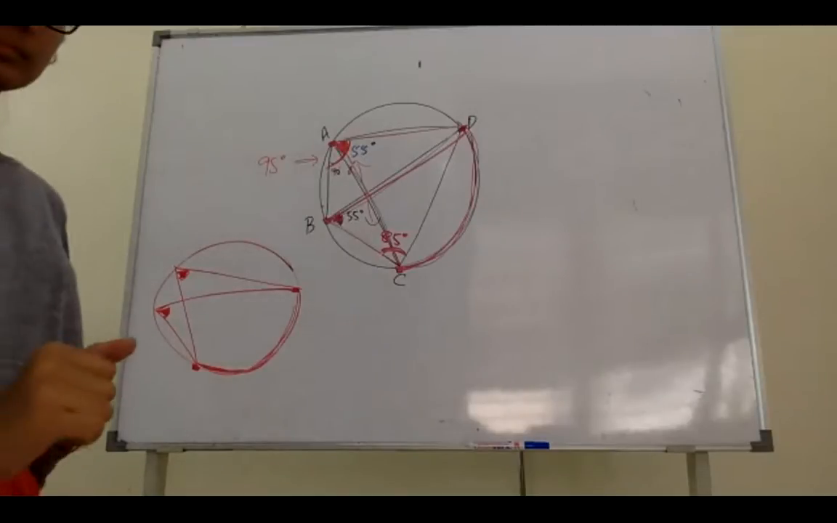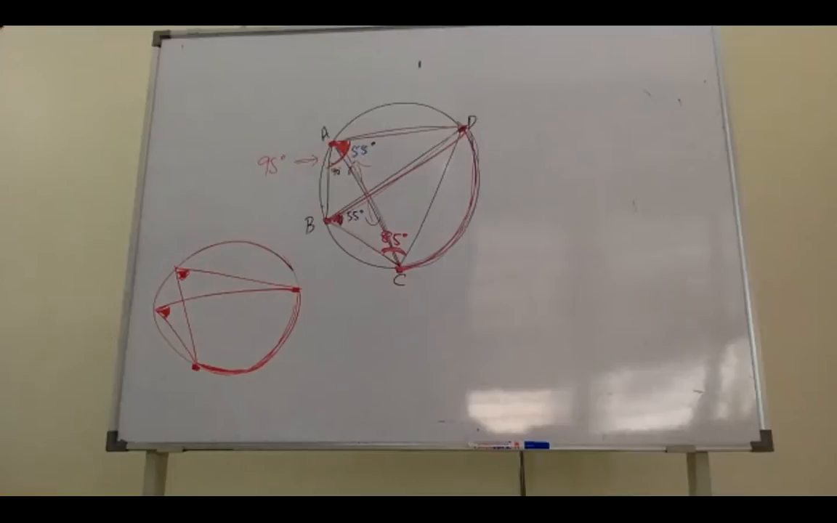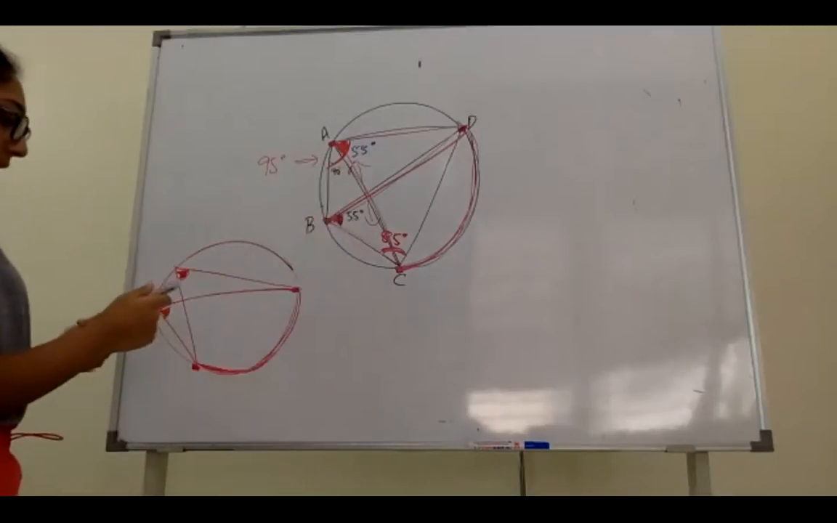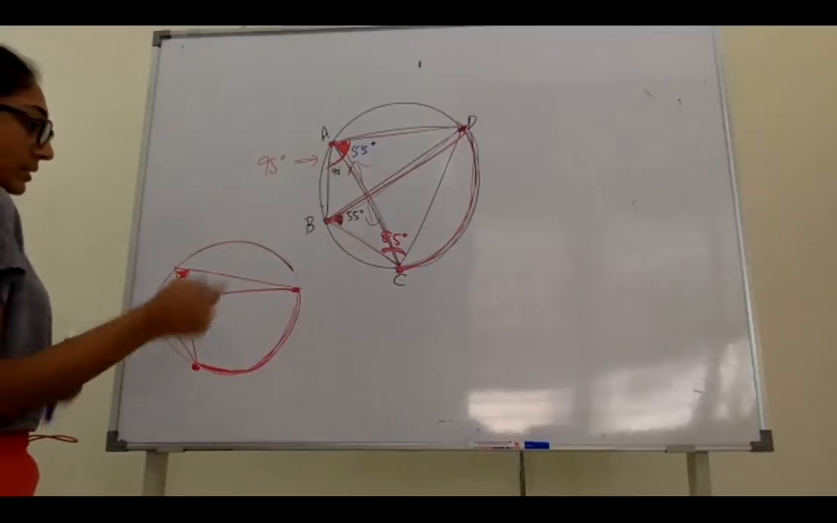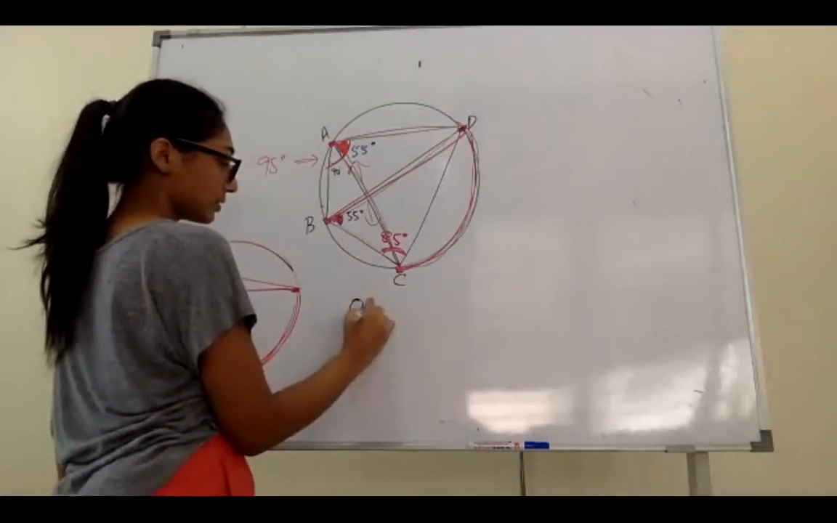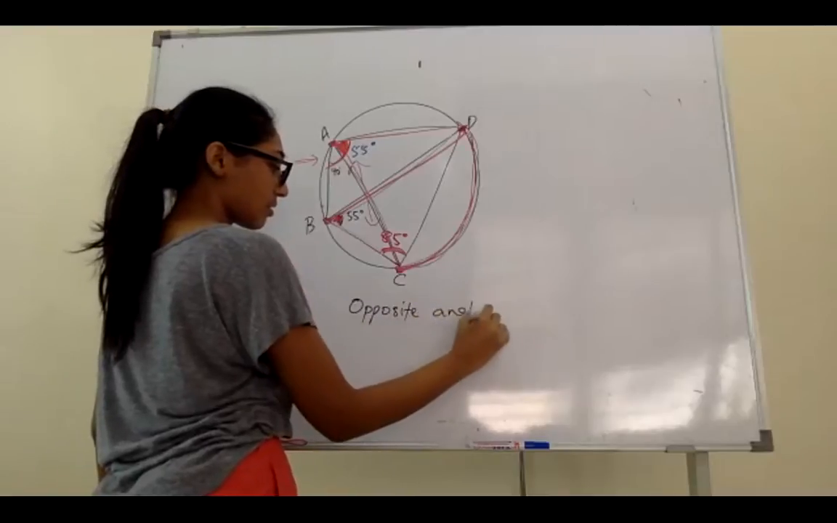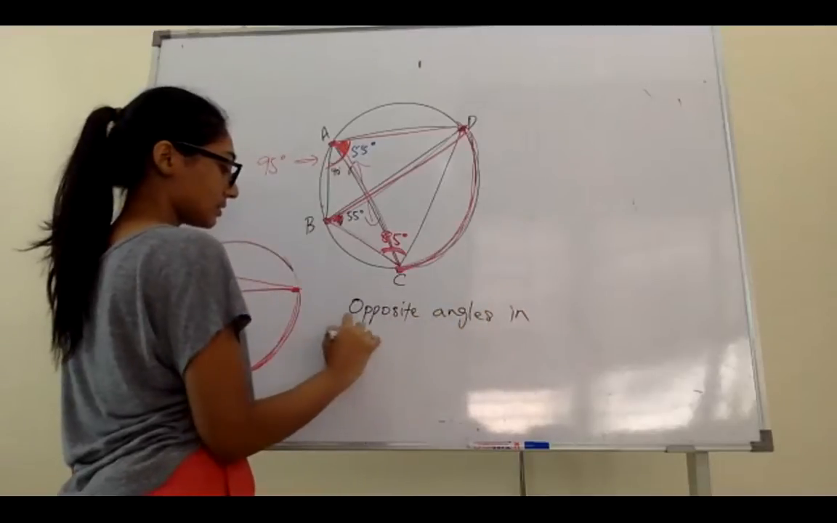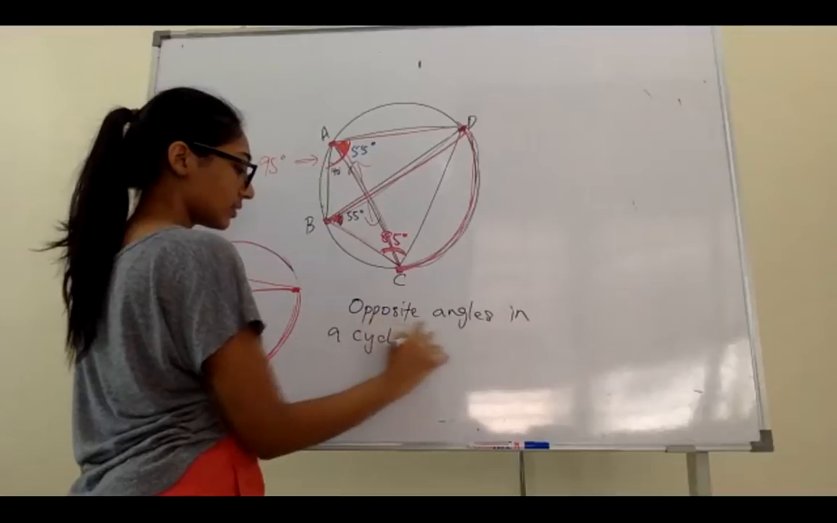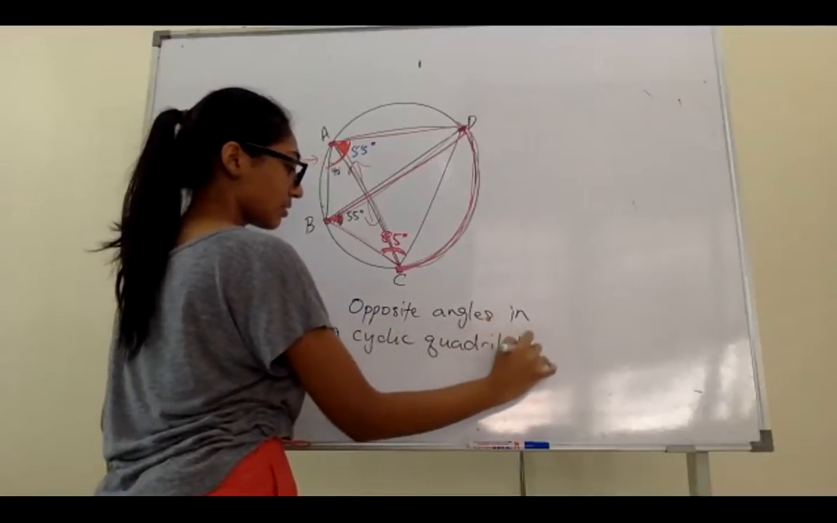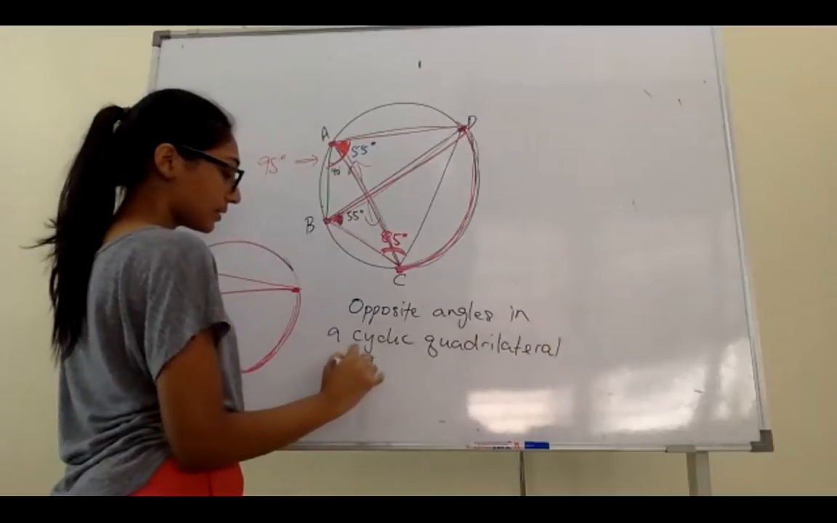The reason for it is the opposite angles thing, right? The whole sentence, right? Yeah, opposite angles in a cyclic quadrilateral add up to 180.